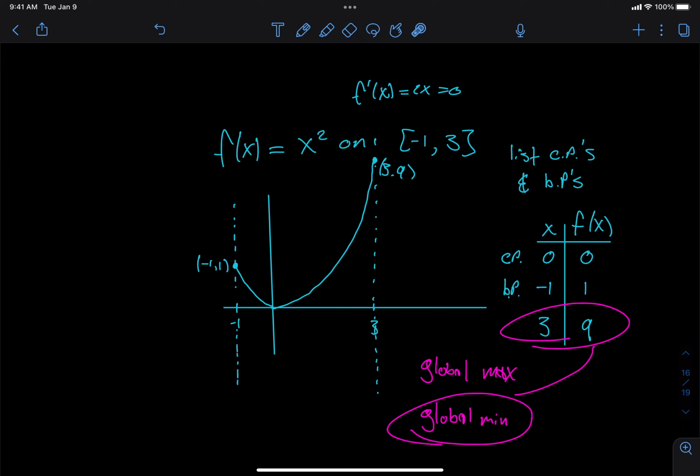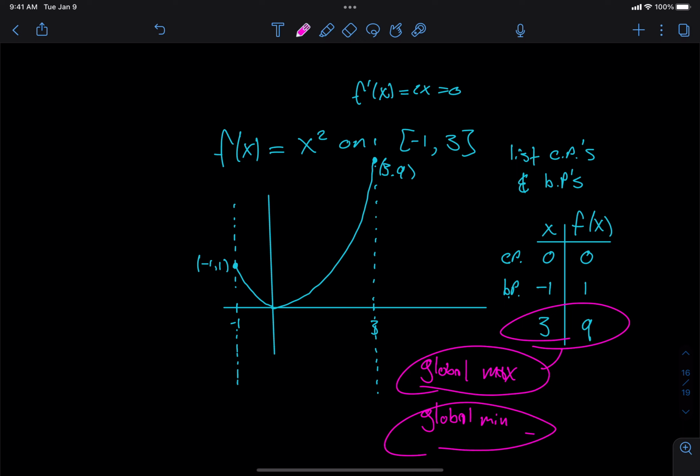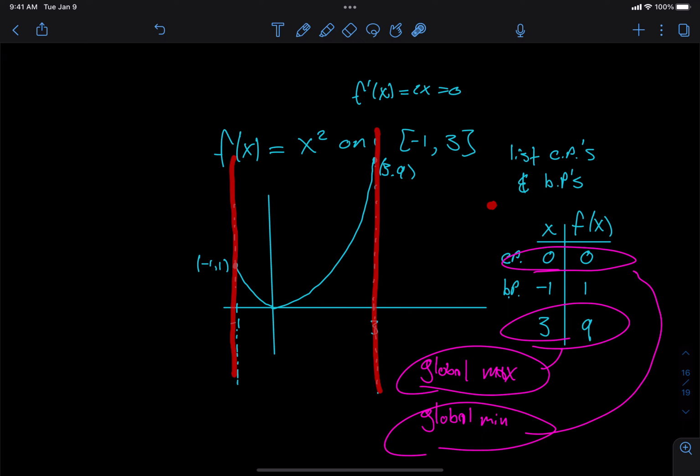And then for the global min, what am I going to do? Why did I circle that? I should have circled this. For the global min, it's going to occur at 0, 0, right? That's the lowest point. So I look in between these two goalposts for the tallest point and for the lowest point. I have to check the critical points and the boundary points. That's basically what I need to check.